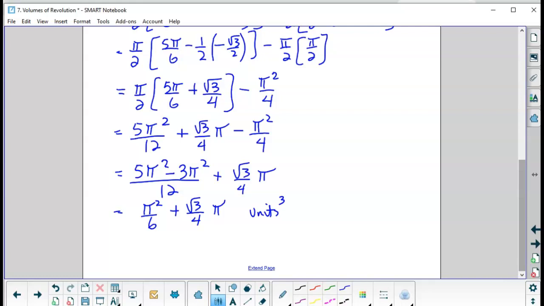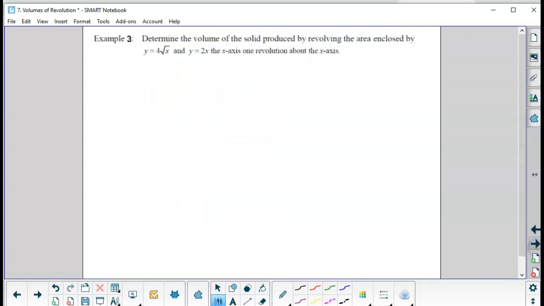All right. Next one is underneath. It says, determine the volume of the solid produced by revolving the area enclosed by those two functions and the x-axis, around the x-axis, 1 revolution. Okay, so it's kind of nice to think about what it's going to look like. This doesn't give you those boundary values, so we actually have to see where they intersect.